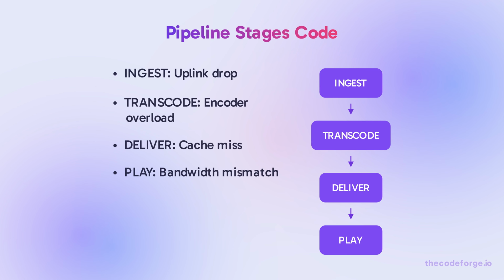Here's a conceptual pipeline in Java. Each stage has a distinct failure mode. Ingest fails when the broadcaster's uplink drops. Transcode fails when the encoder can't keep up. Delivery fails on cache miss. Playback fails on bandwidth mismatch.